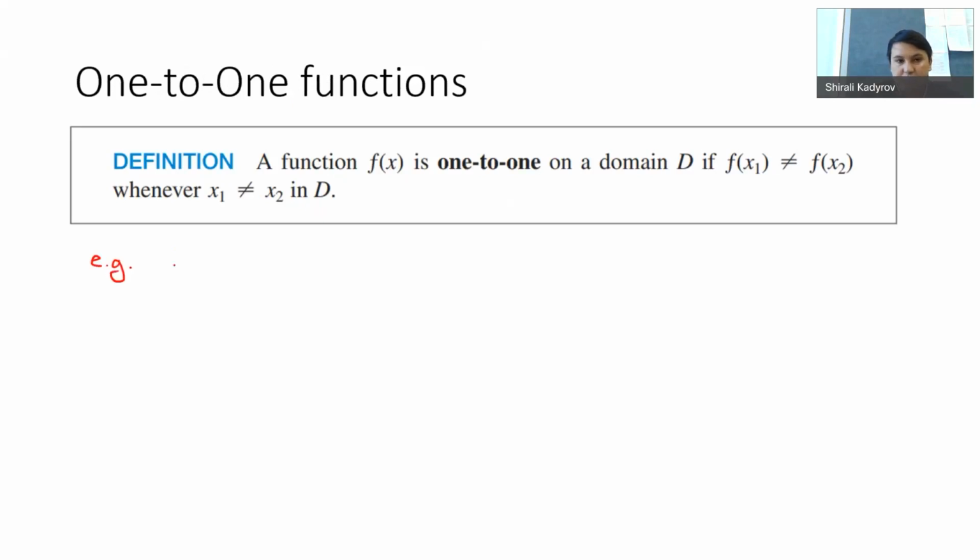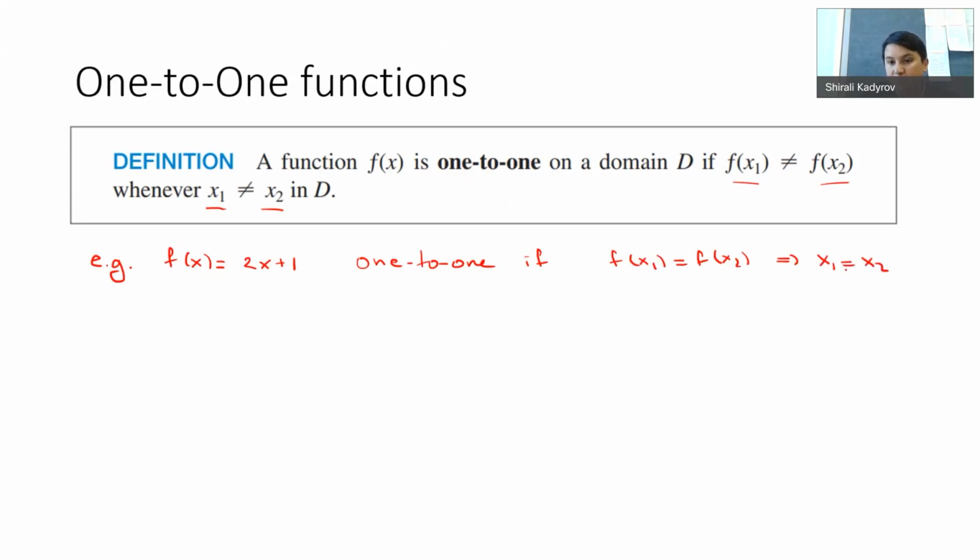Let's first give an example which is one-to-one. Let's look at f of x, the linear function, say 2x plus 1. Why is this function one-to-one? Whenever x1 is not equal to x2, I need to have f of x1 not equal to f of x2. Another way to read this definition is: one-to-one if f of x1 equal to f of x2 implies x1 is equal to x2.